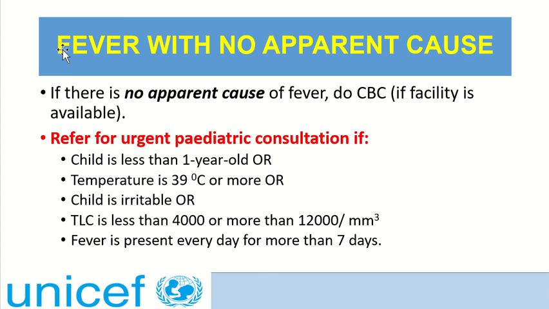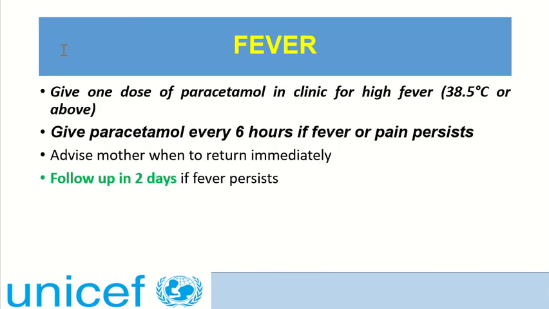If there is no apparent cause of fever, we should do CBC if the facility is available. Refer for urgent pediatric consultation if the child is less than 1 year of age, or the temperature is 39 or more degrees centigrade, the child is irritable, or the total leukocyte count is less than 4,000 or more than 12,000 per cubic millimeter, or fever is present every day for more than 7 days. If the child is only classified as fever, we give one dose of paracetamol in clinic for high fever, and then 6 hourly, with follow-up if the fever persists after 2 days.